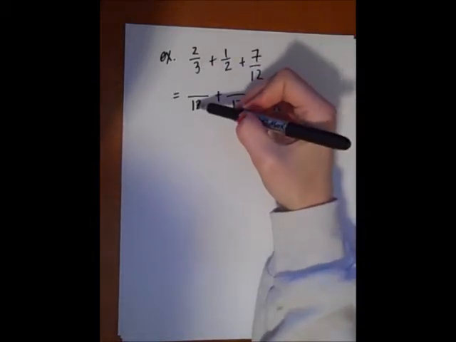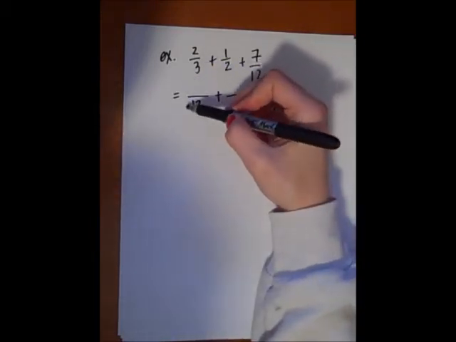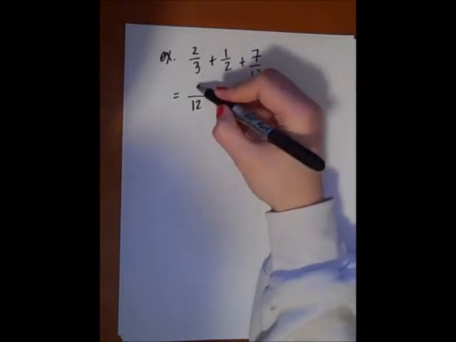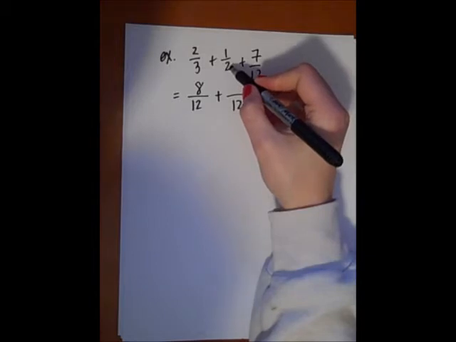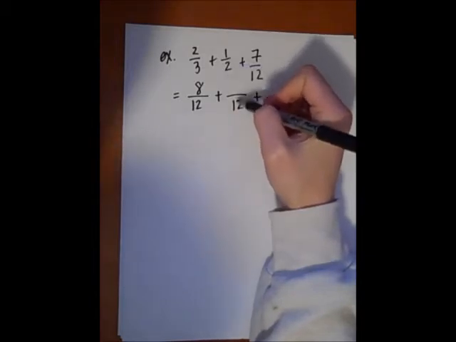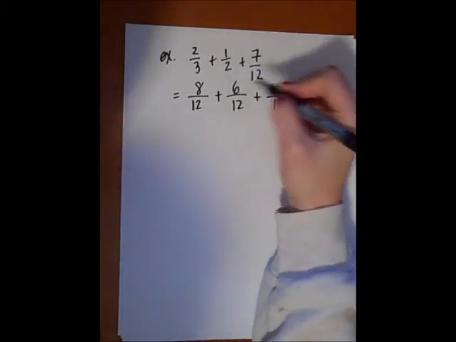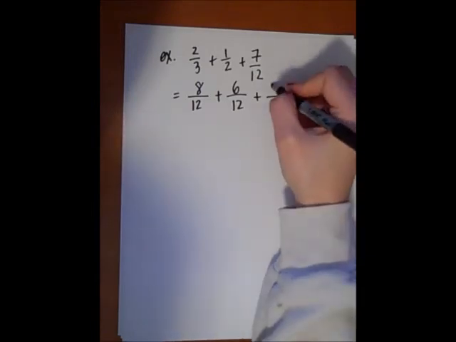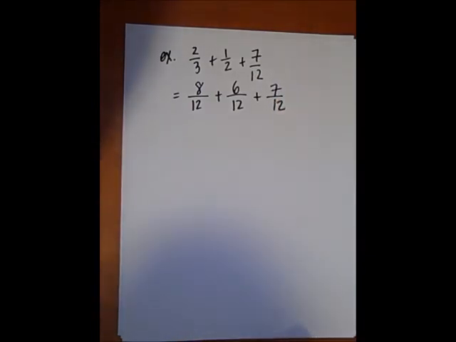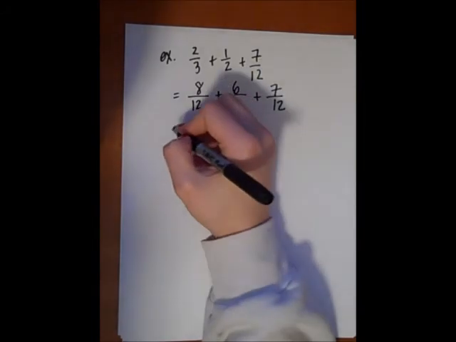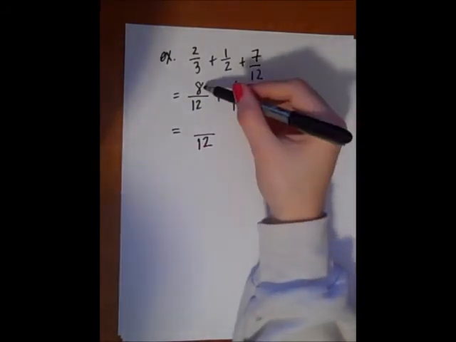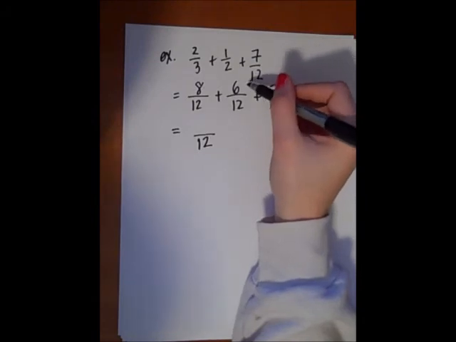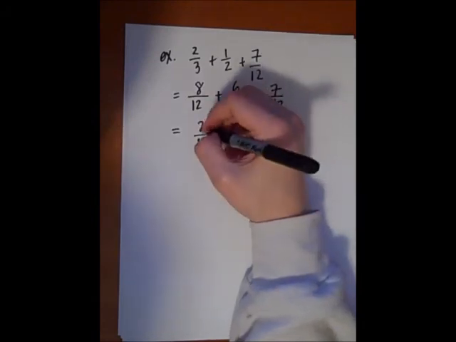So 3 times what was 12? 3 times 4 was 12, so I multiply the top by 4 and I get 8. Next, what did I multiply 2 by to get this 12? Multiply it by 6, so I've got to multiply the top by 6. And this fraction I haven't changed any, so I get just 7/12. Now I just add them all up. So 8 plus 6, that's 14. 14 plus 7 is 21.